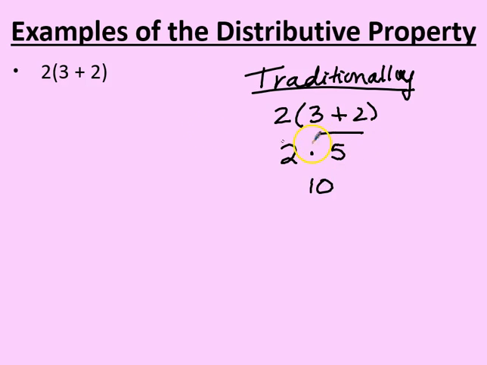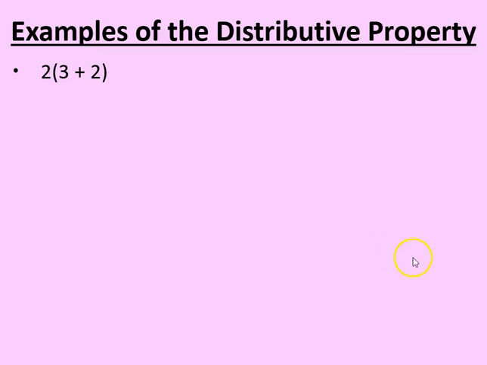But the distributive property gives you an alternative. It says if you don't want to add the ones inside first, you can multiply 2 times 3, so 2 times 3 makes 6, and you can multiply 2 by 2, 2 times 2 is 4, and add the two together. 6 plus 4 makes 10. So it's an alternative method to the order of operations that allows the parentheses to be removed without doing what's inside first, which is beneficial when we have algebraic expressions such as this one, where we cannot combine x and 8 because they're not like terms.